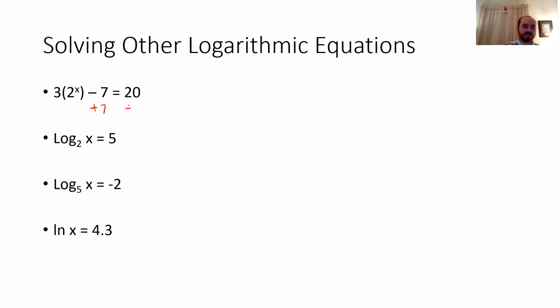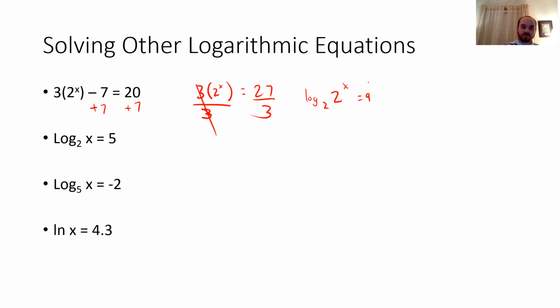So we're going to start by adding 7 to both sides. That gives us 3 times 2 to the x equals 27. We'll divide both sides by 3, get rid of this. We're left with 2 to the x equals 9. So then what we want to do here is take the log base 2 of both sides.